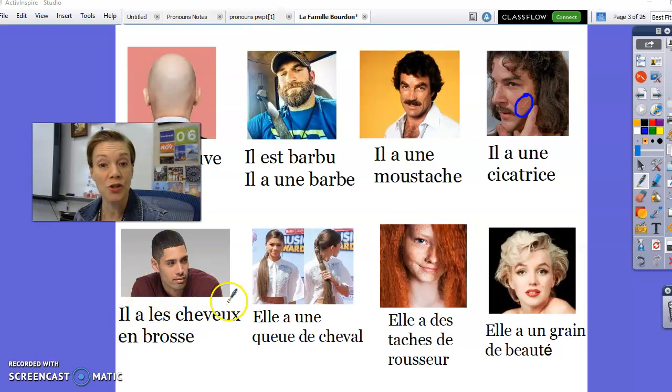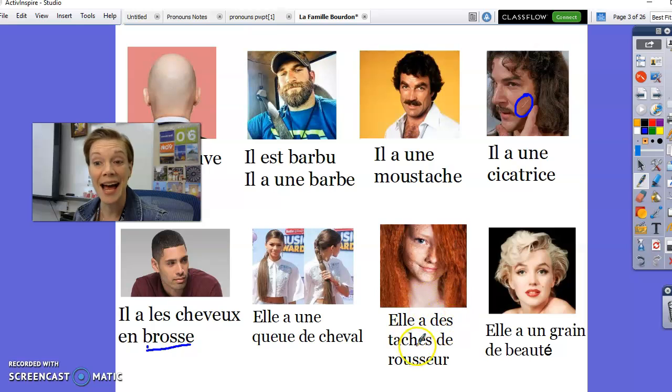Il a les cheveux en brosse. So brosse is the word for brush. A brush cut or a crew cut or just high and tight. Oui? Elle a une queue de cheval. If you remember what the word cheval means, it's a horse. So in French, they say a horsetail instead of a ponytail. Same thing. Elle a une queue de cheval.